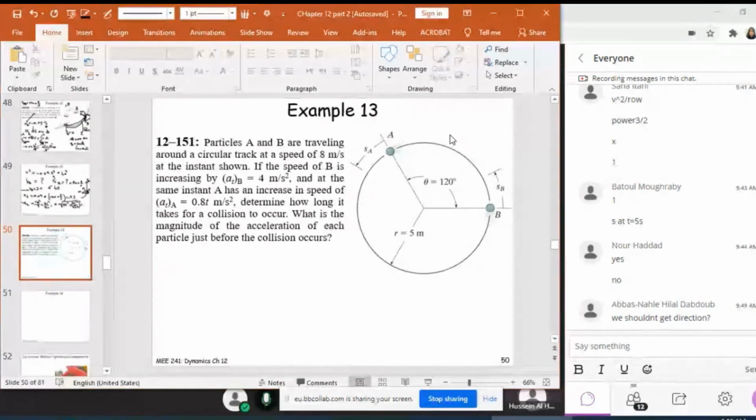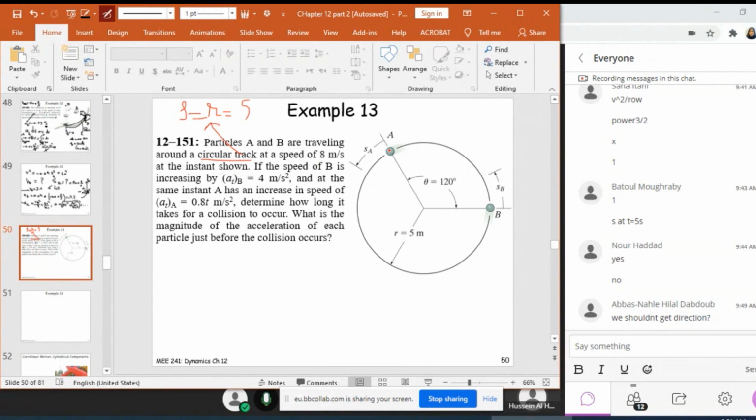So let's do example 30. Here, guys, I have particles A and B that are traveling around a circular track. So I have a circular track. What does this mean? Circular track means I have a constant radius. So the radius of curvature is constant, and it's equal to the radius of the circle, which is here equal to 5, at a speed of 8 meters per second at the instant shown.